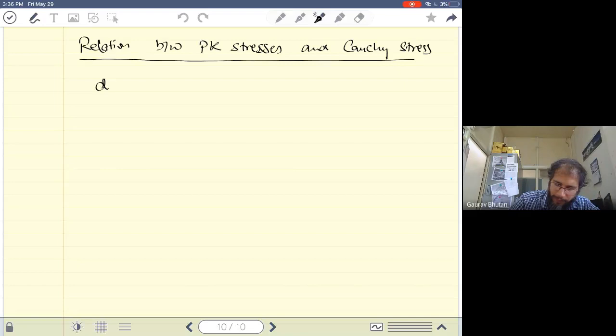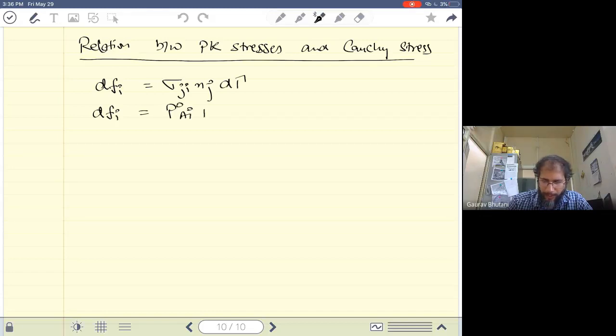Okay, so we know that we can define dF_i, which is the differential force, in terms of the Cauchy stress as sigma_ji n_j times d gamma. So sigma_ji n_j is the traction vector that, when multiplied by d gamma, gives us the small force acting on an area d gamma. And we can also write this dF_i, as we have done, in terms of P_0 a_i N_a d gamma_0. Okay, so this we call 1, 2. These two we have already discussed in today's lecture.